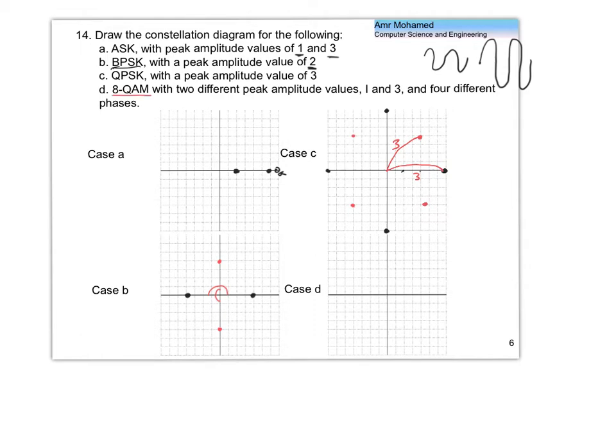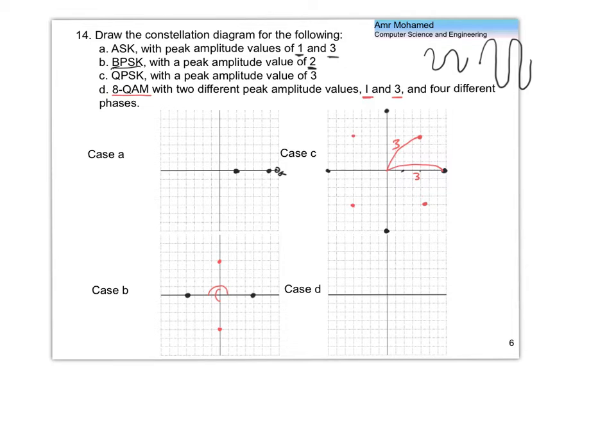8QAM is interesting because QAM is quadrature amplitude modulation. So it changes both the amplitude and the phase. Okay? So it has two amplitudes. So it's as if we have two QPSK, one at an amplitude of 1, and the other at an amplitude of 3. Okay?